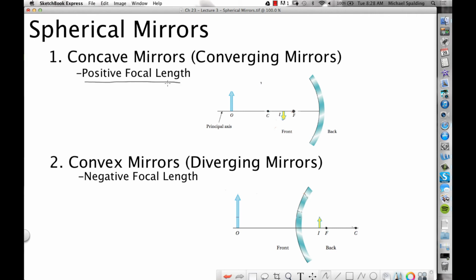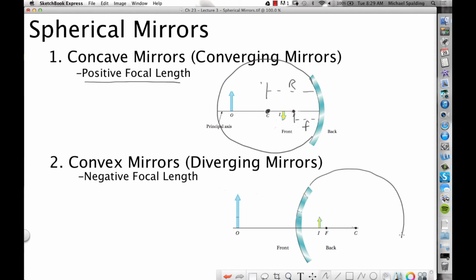Who can tell me why the focal length is positive for a concave mirror? Where does the focal length sit for a concave mirror? Here's your sphere. The mirror could just complete the circle. There's the center. Here's the radius of curvature. There's the focal length. Is it in front or in back? In front. What's the sign convention here? Front side plus.